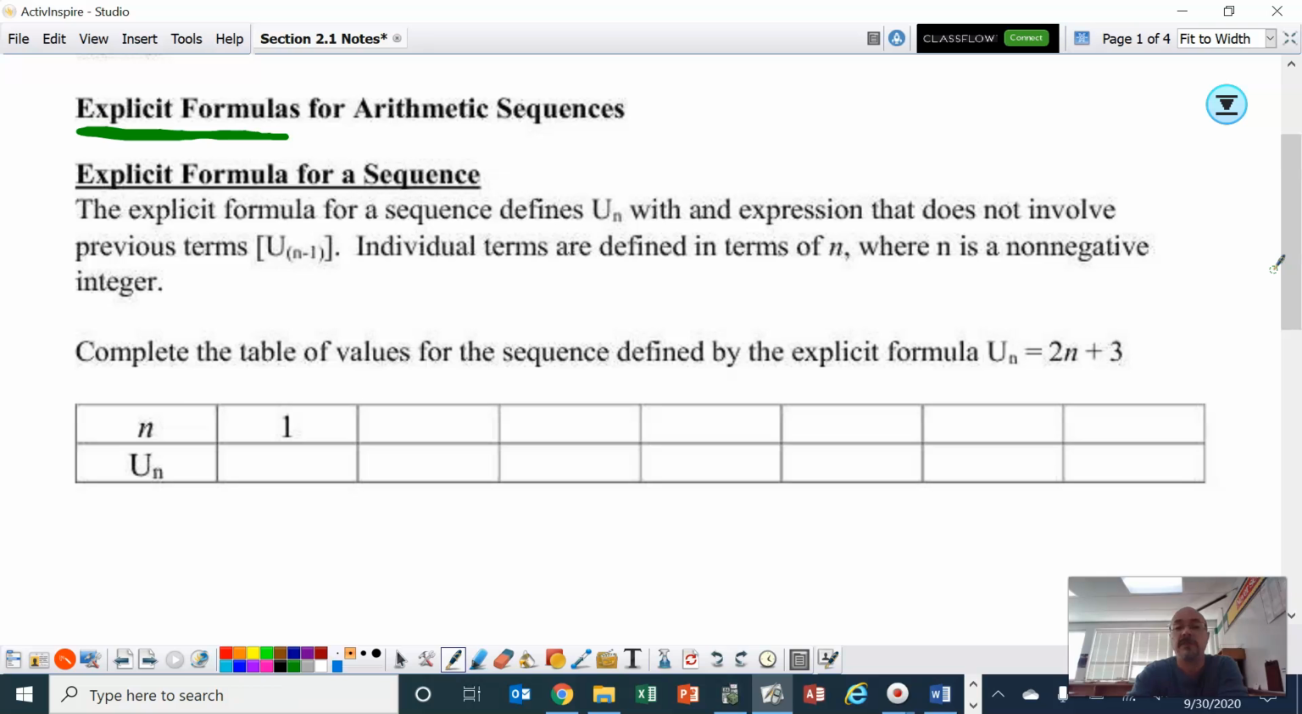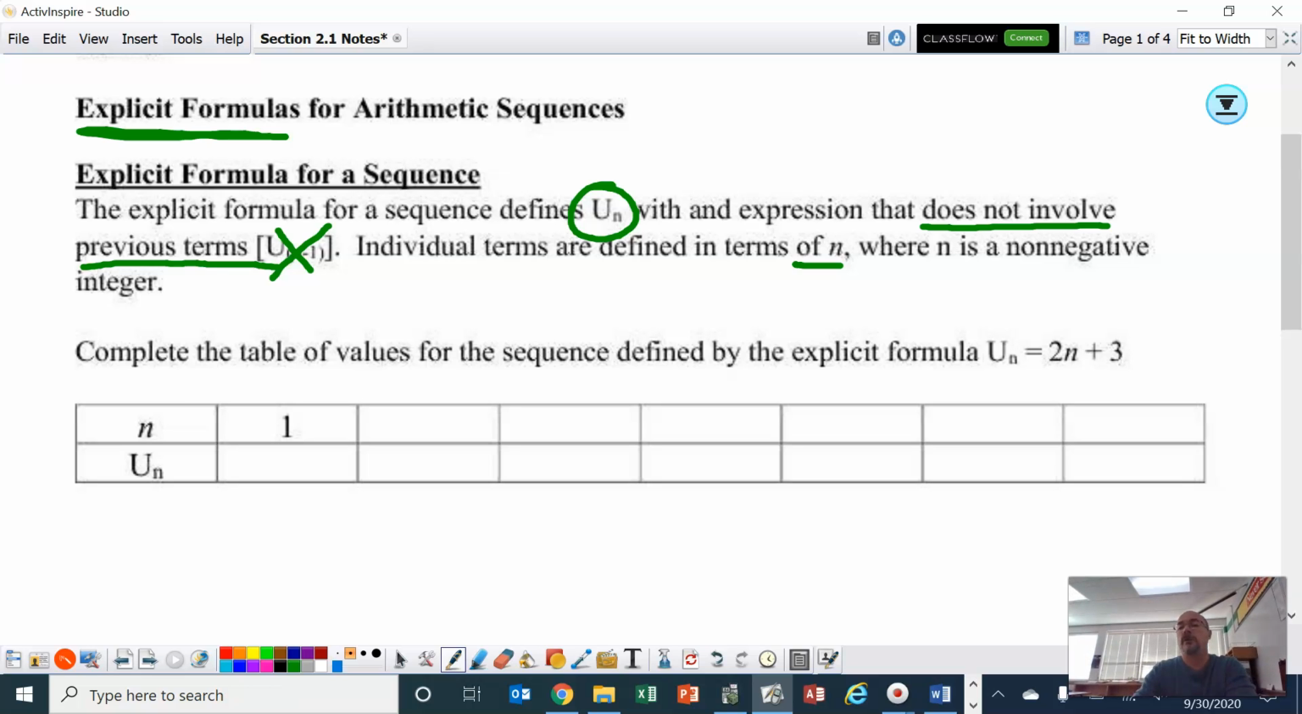The explicit formula for a sequence defines the u sub n with an expression that does not involve the previous term. That means, ladies and gentlemen, we are not going to see that u sub n minus 1. Yay, all right? So instead, we're going to define it in terms of n, where n is a non-negative integer, okay?